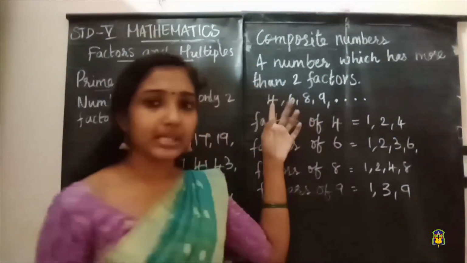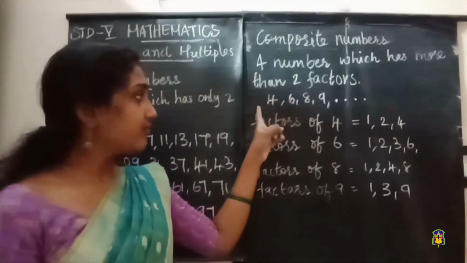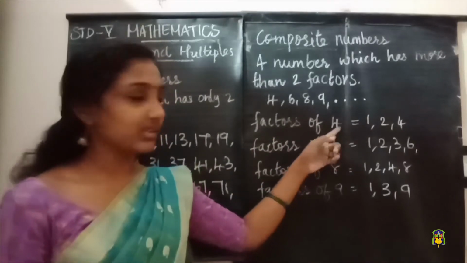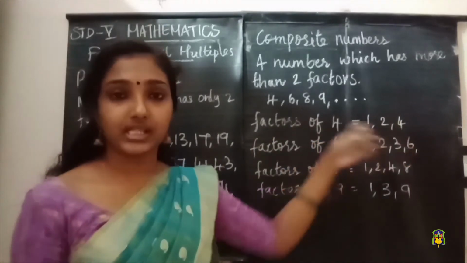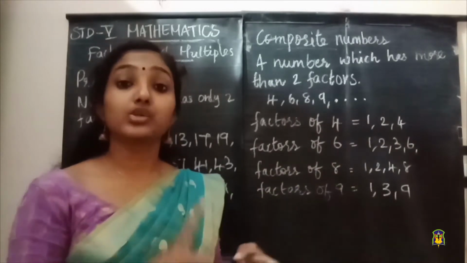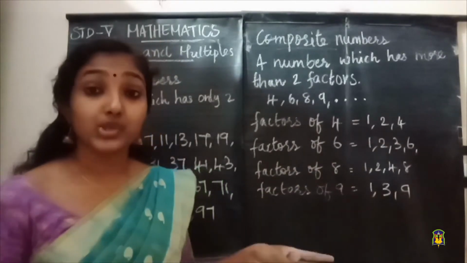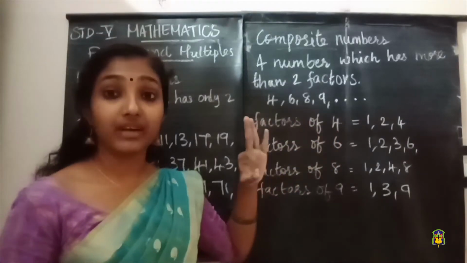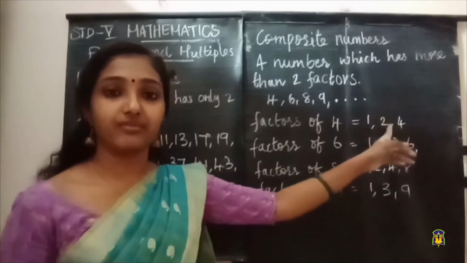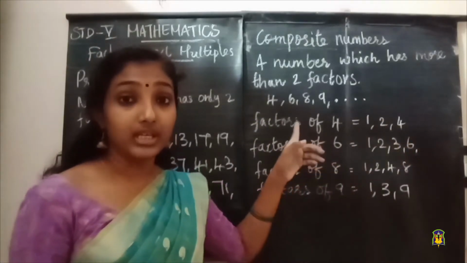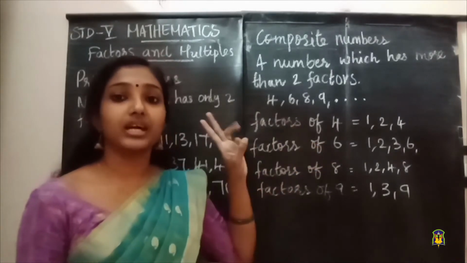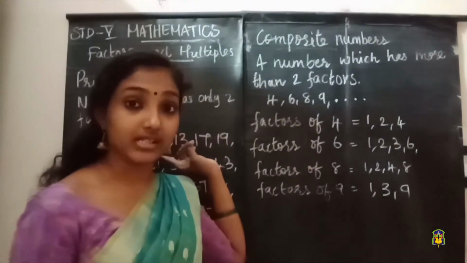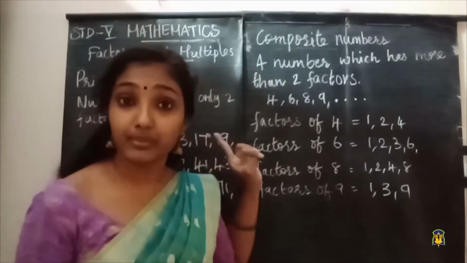Some of the missing numbers are here. 4 is missing from that list, right? So what are the factors of 4? The factors of 4 are 1, 2 and 4. 1 into 4 gives 4, and 2 into 2 also gives 4. So in total, how many factors are there for 4? 3 factors, right? That means 4 has more than 2 factors, so 4 does not fall on the list of prime numbers.